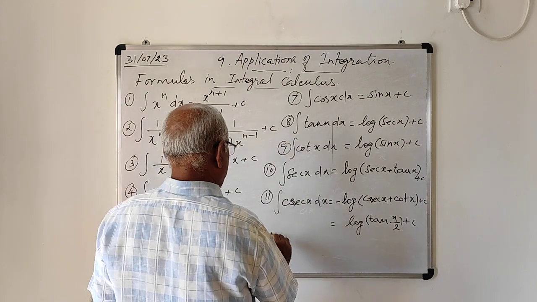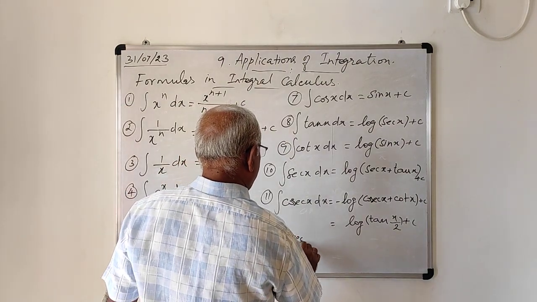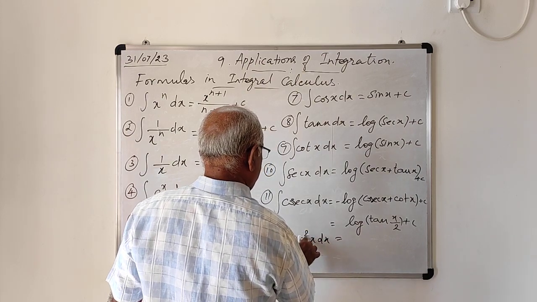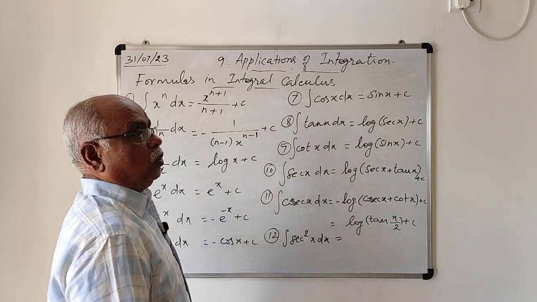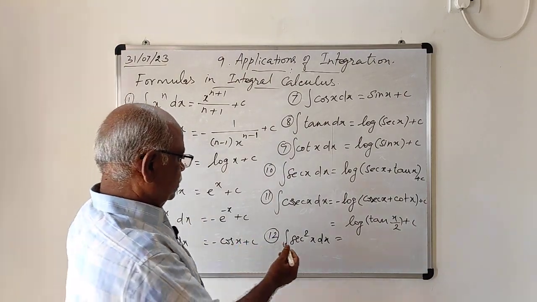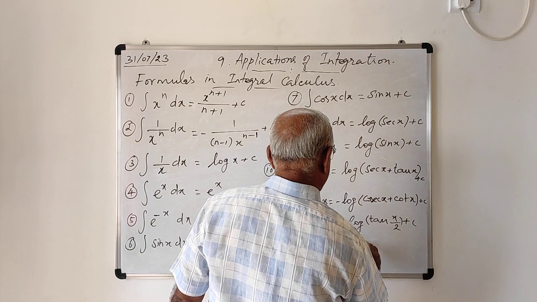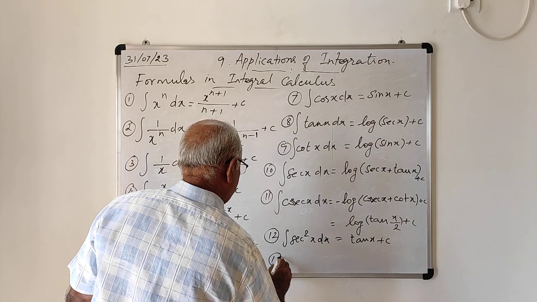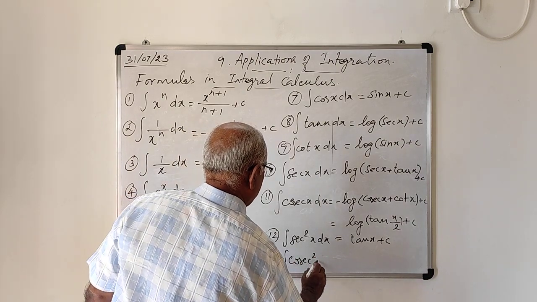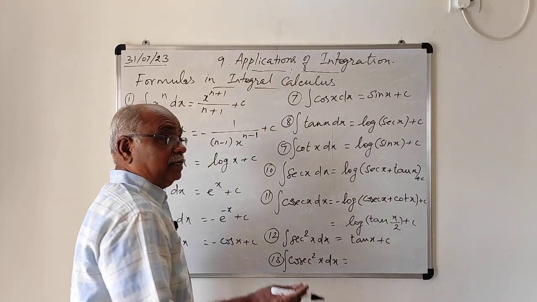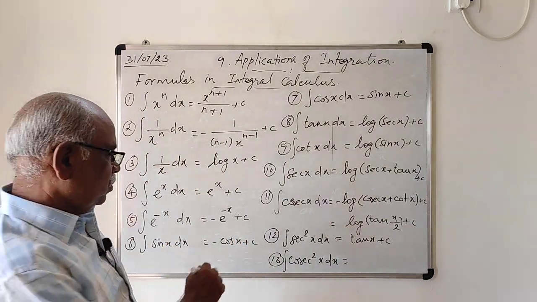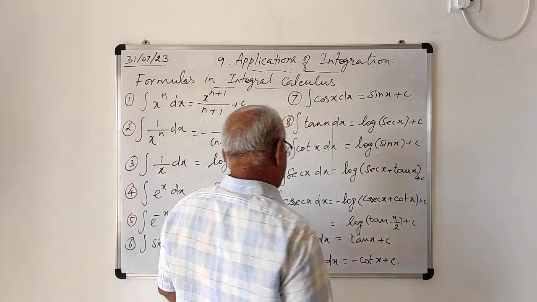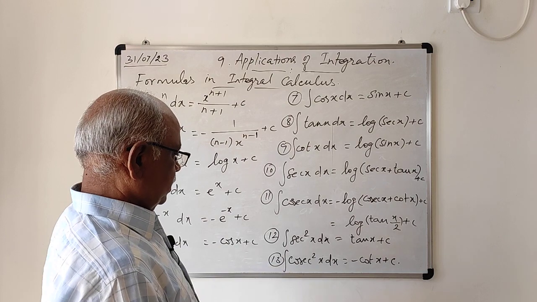And one more result, integral secant square x dx. You know, derivative of tan x is secant square, therefore integral of secant square is tan x plus c. Integral of cosecant square x dx. Cot x derivative is minus cosecant square x. Therefore, integral cosecant square x is minus cot x plus c.